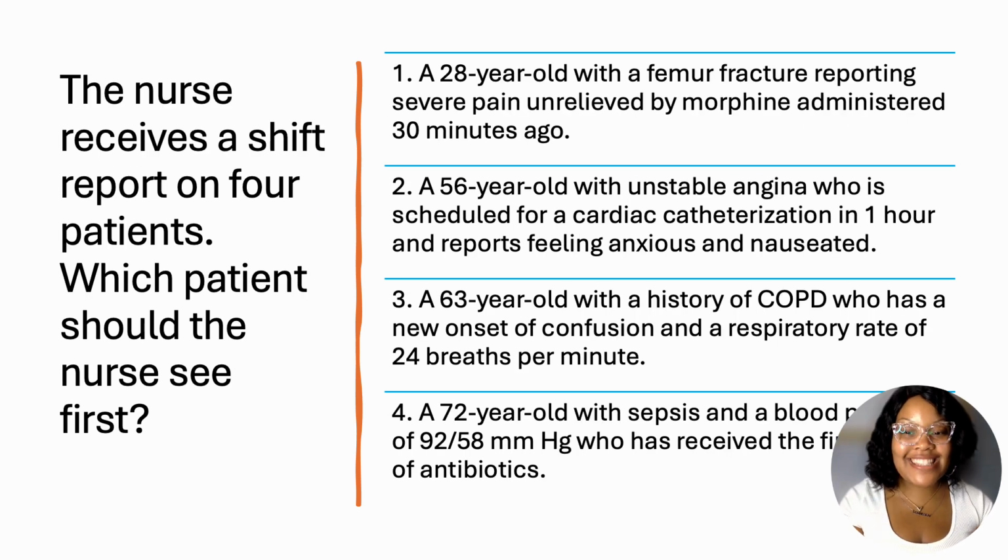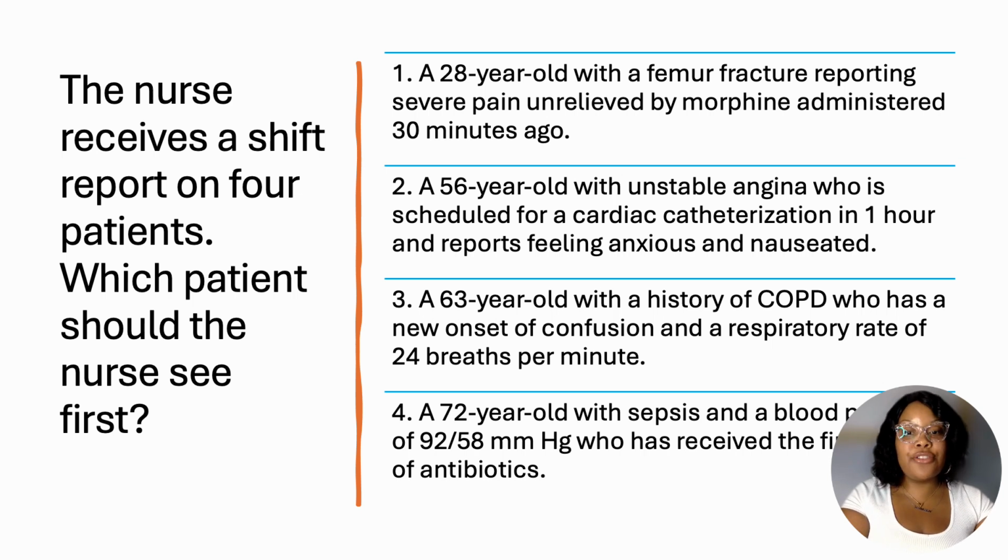All right, last one. All right, so the nurse receives a shift report on 4 patients. Which patient should the nurse see first? So we have a 28-year-old with a femur fracture reporting severe pain unrelieved by morphine that was given 30 minutes ago. We then have a 56-year-old with unstable angina, which is scheduled for a cardiac cath in 1 hour and reports feeling anxious and nauseated.